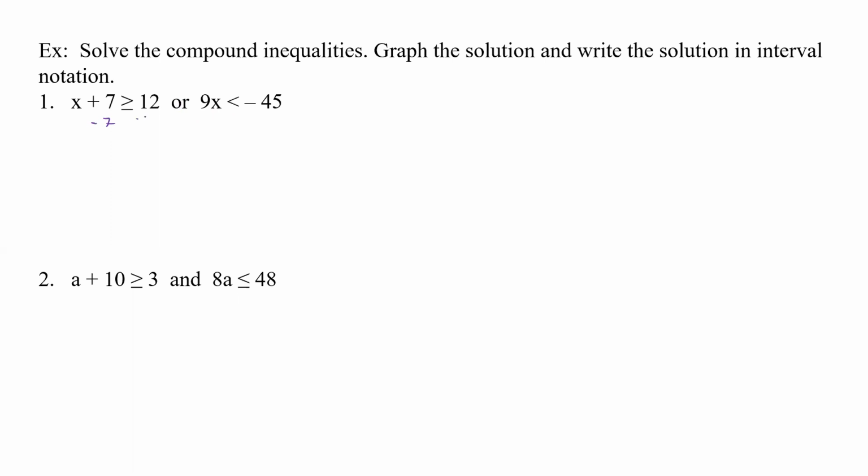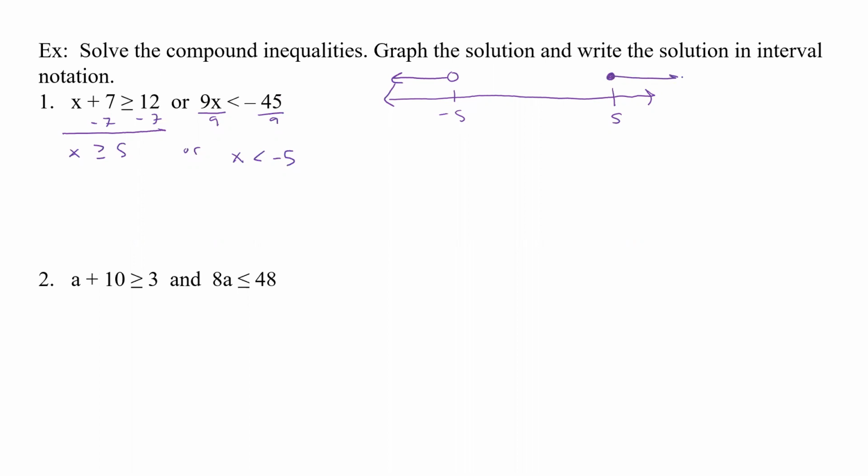So we'll first subtract 7. And so we get x is greater than or equal to 12 minus 7, which is 5. Or, now this one, we have to solve for x again, but this time we're going to divide by 9. And so this is going to say x is less than, here it looks like a negative 5. So we're going to have a positive 5 over here and a negative 5 over here. So it's going to be less than negative 5. That's an open circle going that direction. And greater than or equal to positive 5 is a closed circle going that direction.